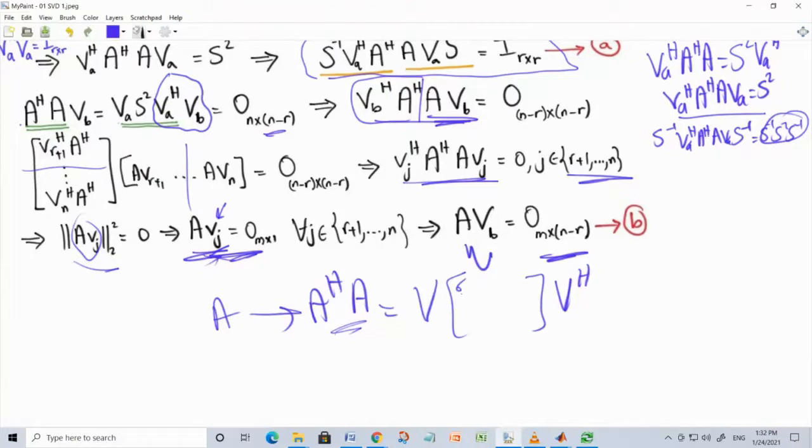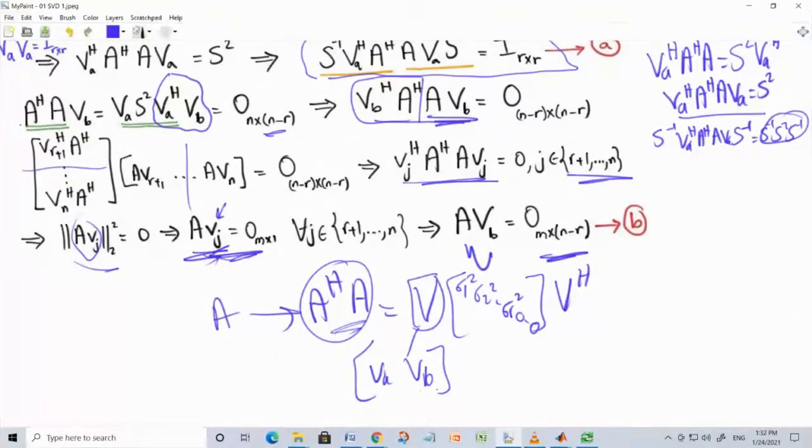And then here you put the eigenvalues. We know, because this matrix is Hermitian and positive semi-definite, that those are real-valued and non-negative. So we can write them as those. There are R strictly positive of them, where R is the rank of matrix A. And then we split V into VA of dimension n by R, and VB, which will be of dimension n by n minus R.